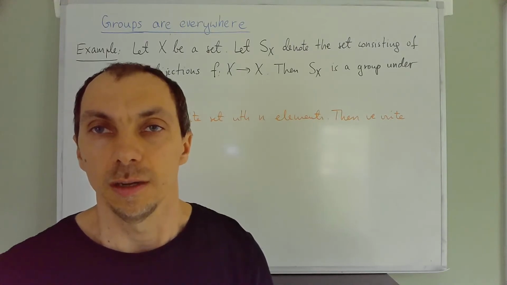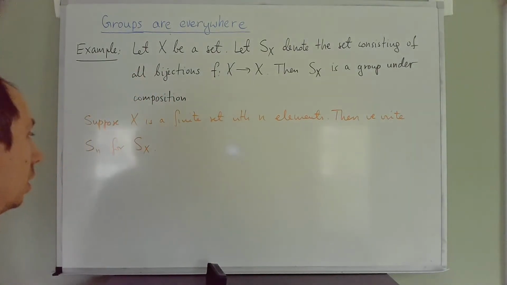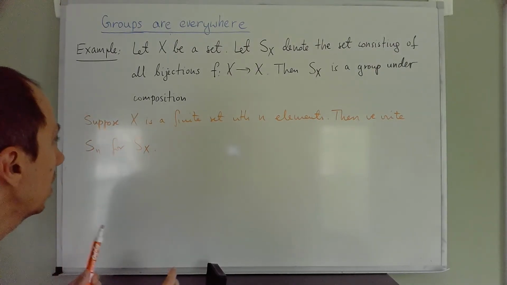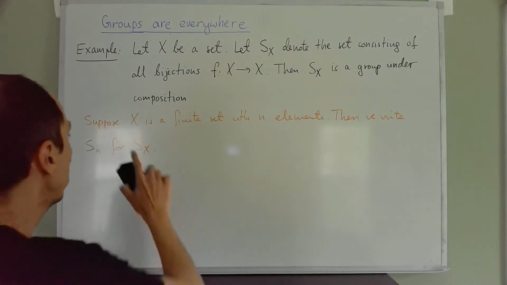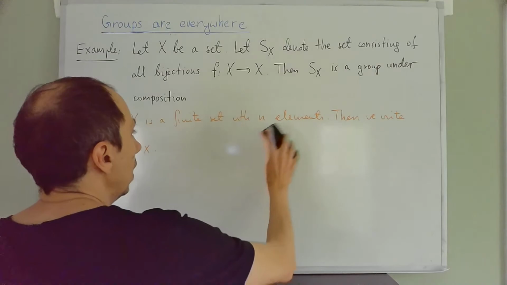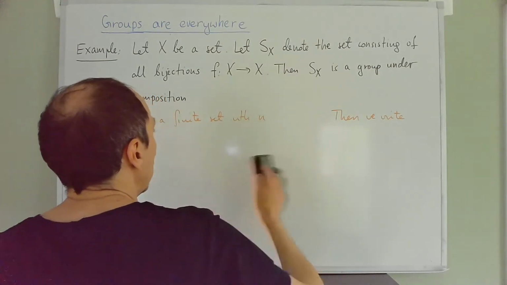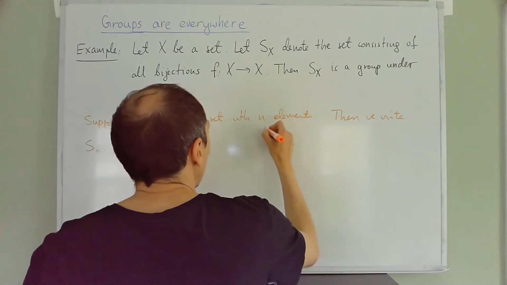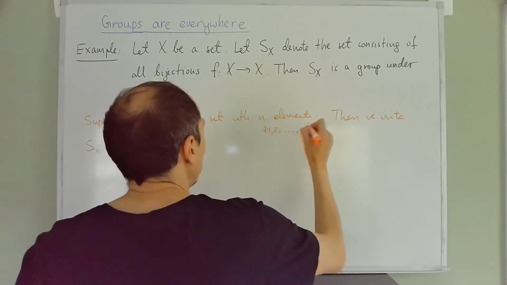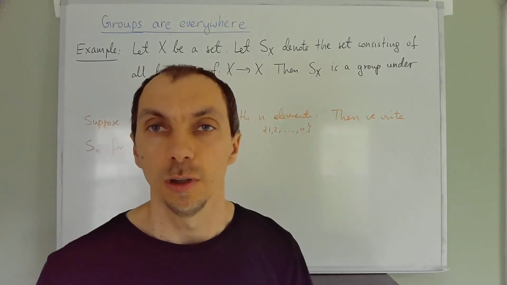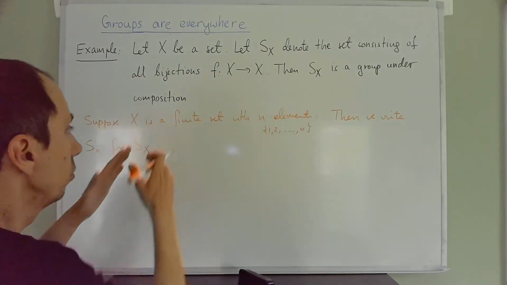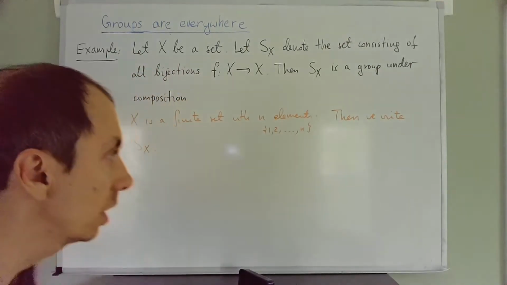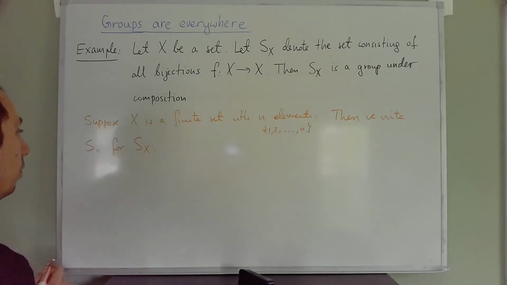Yeah, I agree. So for now, let's say X is a finite set with n elements, and these n elements are the numbers 1, 2, all the way through n. In fact, you'll see that it doesn't really matter. You can take any set with n elements, and you essentially get the same group. So then we write Sn for SX.